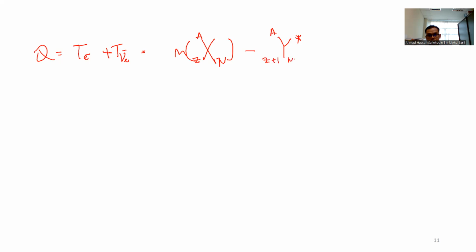Z plus 1 and minus 1 in a bracket, M c square. Okay, because later we have beta plus decay, so you can indicate Q beta minus.